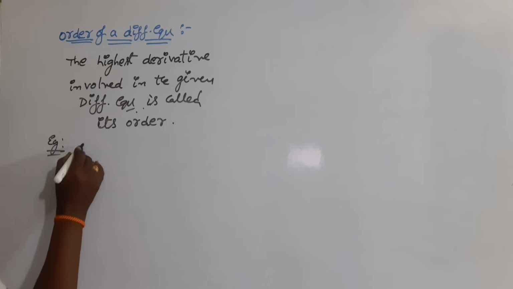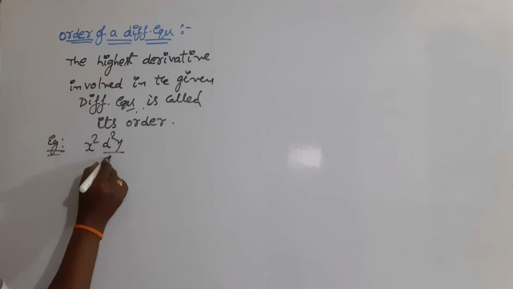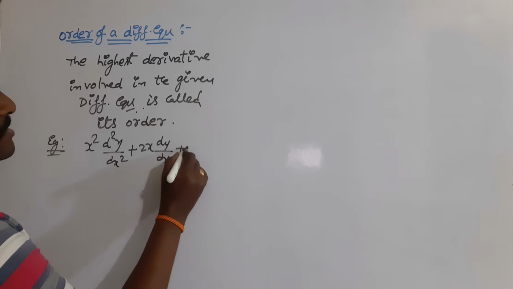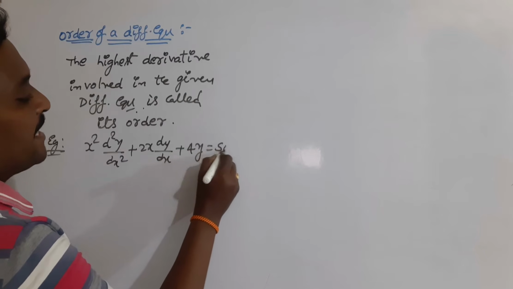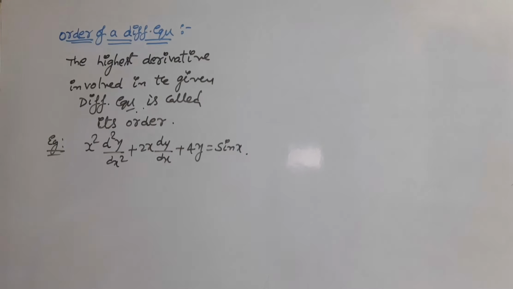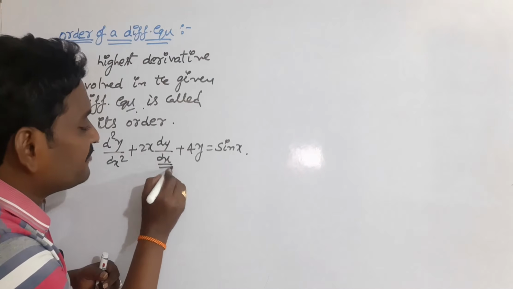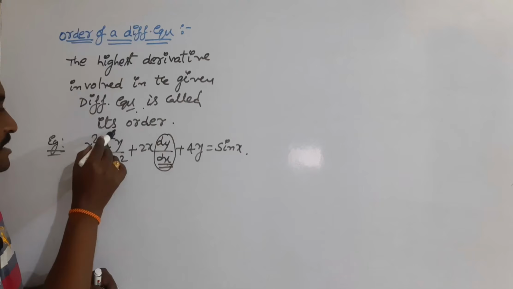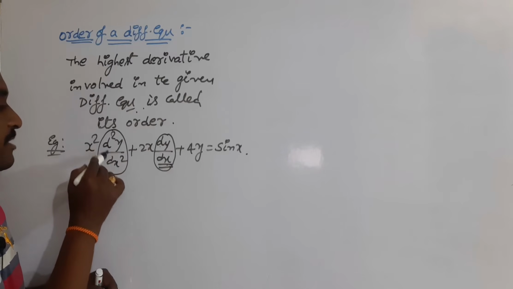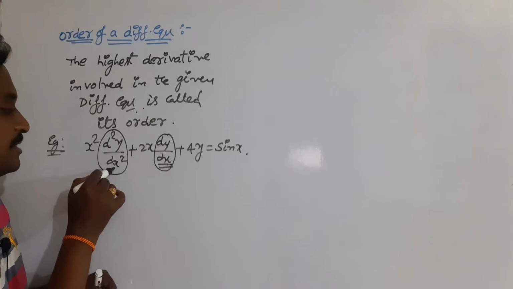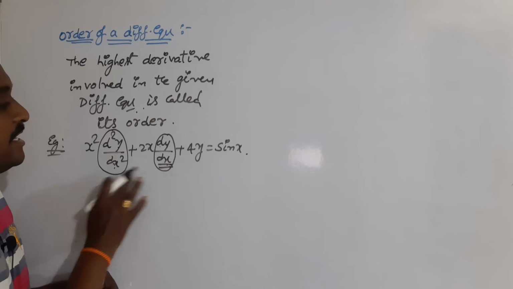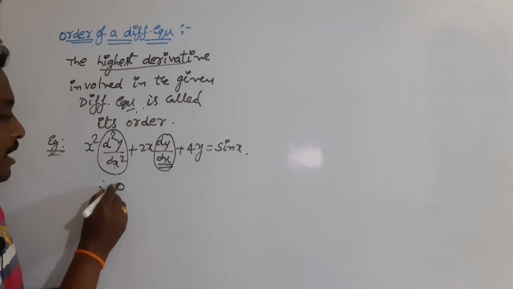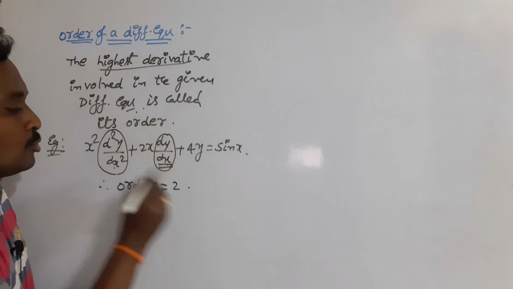consider a differential equation. I am taking x square into d square y by dx square plus 2x into dy by dx plus 4y is equal to sin x. Clearly we are observing that dy by dx is known as the first derivative of y with respect to x. What is this? This is the second derivative, d square y by dx square, nothing but the second derivative of y with respect to x. Clearly, among these two derivatives, the second derivative is the highest derivative. That's why here the order of the differential equation is 2.